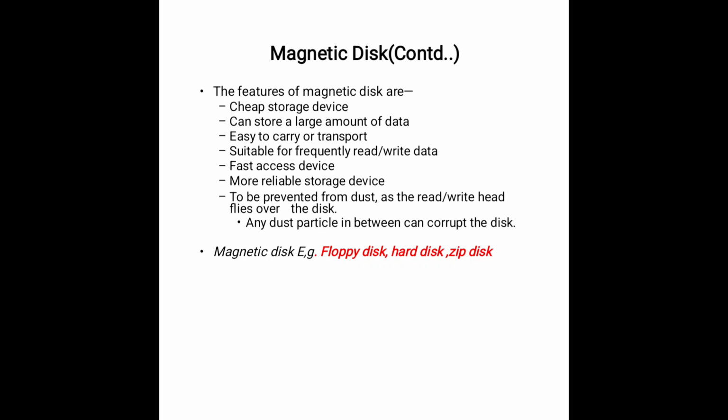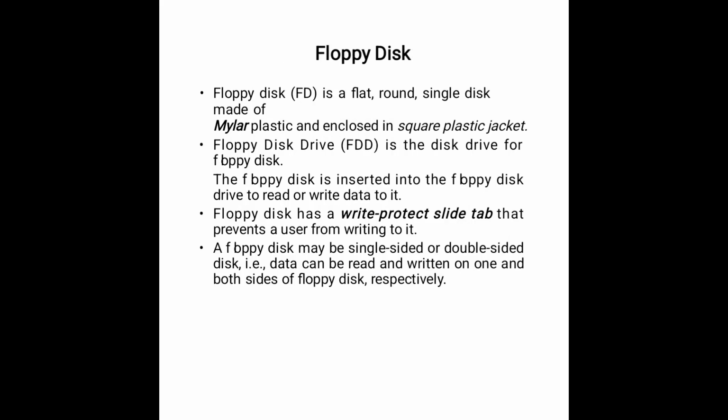So the features of magnetic disk are: a cheap storage device, it can store a large amount of data, easy to carry or transport, suitable for frequently read or written data, a fast accessing device, and a more reliable storage device. It must be protected from dust, as the read or write head flies over the disk. Any dust particle in between can corrupt the disk. Examples of magnetic disk are floppy disk, hard disk, and zip disk.